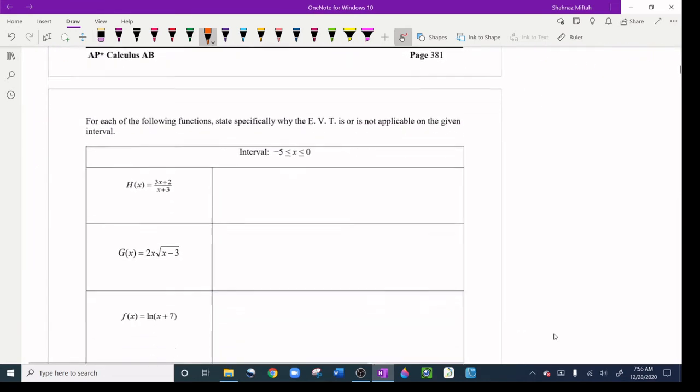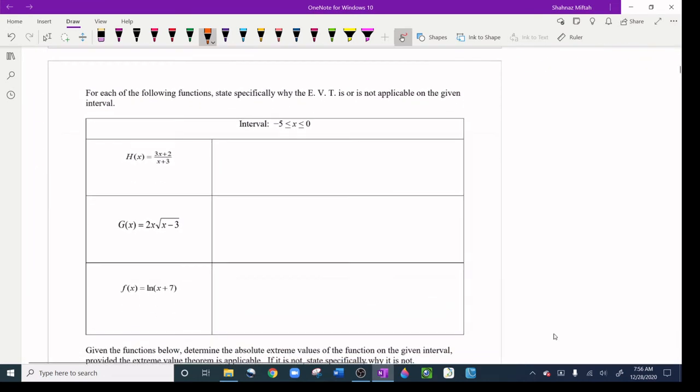For each of the following functions, state specifically why the extreme value theorem is or is not applicable on the given interval. Remember, for the extreme value theorem, the function has to be continuous, and they said the values are -4 to 0. So is this function continuous? The only thing I can see that makes it not continuous is my vertical asymptote.